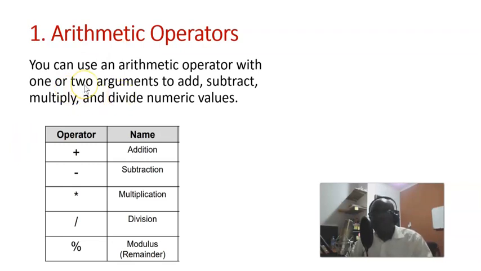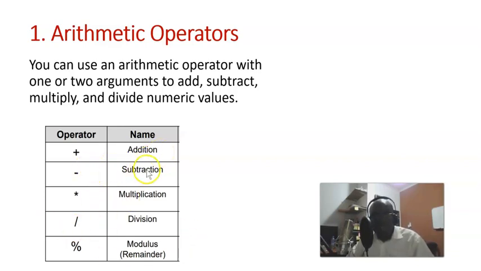Now, you can use an arithmetic operator with one or two arguments to add, subtract, multiply, and divide numeric values. Okay, so you can have an argument on one side and another argument, and the operator performs what that operator represents. So, for example, if it is a plus, well, it means it's addition which will be performed, meaning two or more values will be added.